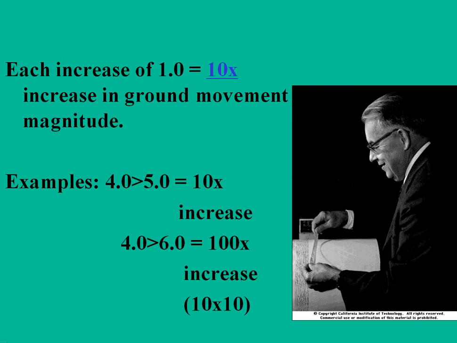Now here's Charles Richter, and he was instrumental in developing the Richter scale. And each increase of 1 equals a 10 times increase in the ground movement magnitude. For example, if you go from a 4 to a 5, it represents a 10 times increase in the ground movement magnitude. A 4 to a 6 represents a 100 times increase in the ground movement magnitude.